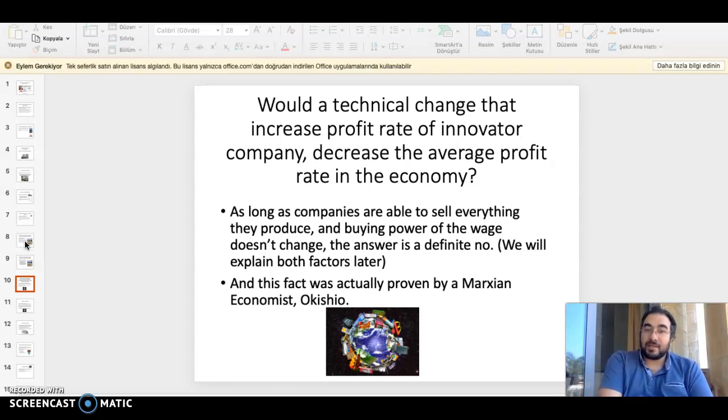Well, note that the fact that buying power of wage doesn't change, but the productivity has increased, and now more is produced, means basically the exploitation rate has risen in Marxian sense. So exploitation rate rises actually to its maximum extent without decreasing the living standards of the workers in this case. But at least in this case, when you don't increase the buying power of the wage, plus when companies are able to sell what they produce, then any technological advancement that increases profit rate of an innovator company will also increase profit rate of the whole industry. Next time we will see the logic of this proof, not the total proof, but the logic of this proof. See you then.